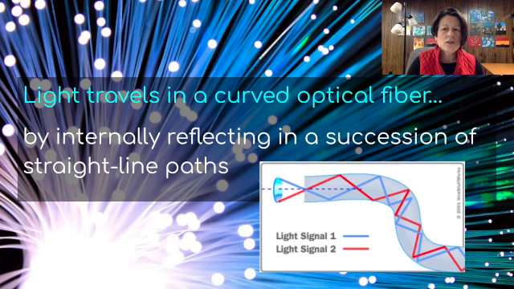Light travels in a curved optical fiber, so it can be curved. Sometimes doctors use these so that they can bend the light to do surgery and things by internally reflecting in a succession of straight line paths. So we see here these reflections are greater than that critical angle going down and reflecting off of the walls of that fiber. And so that is how the light gets to the tips here at the end of an optical fiber.